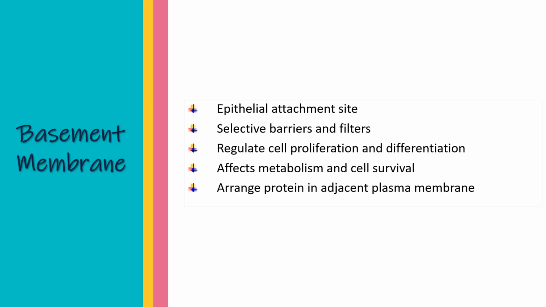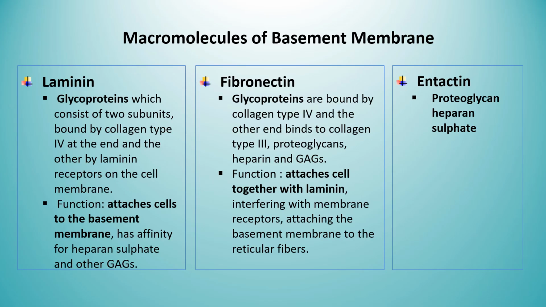Basement membrane serves as an epithelial attachment site. It is a selective barrier and filter, and it regulates cell proliferation and differentiation. It affects metabolism and cell survival, and can arrange proteins in adjacent plasma membranes. Macromolecules of the basement membrane consist of laminin, fibronectin, and entactin. Laminin and fibronectin are glycoproteins. Entactin contains proteoglycan and heparan sulfate.